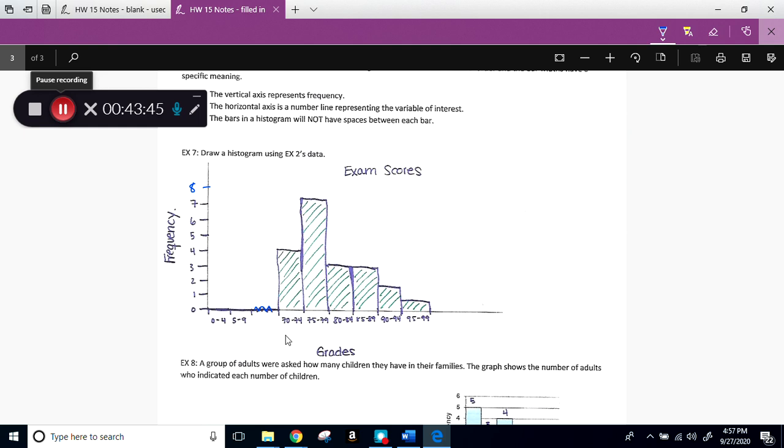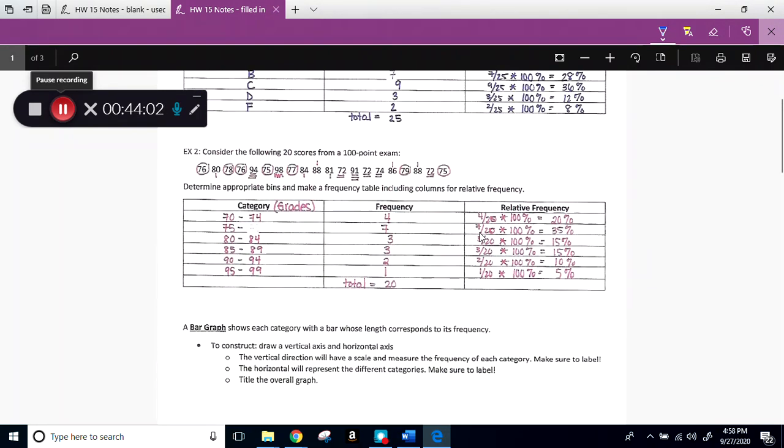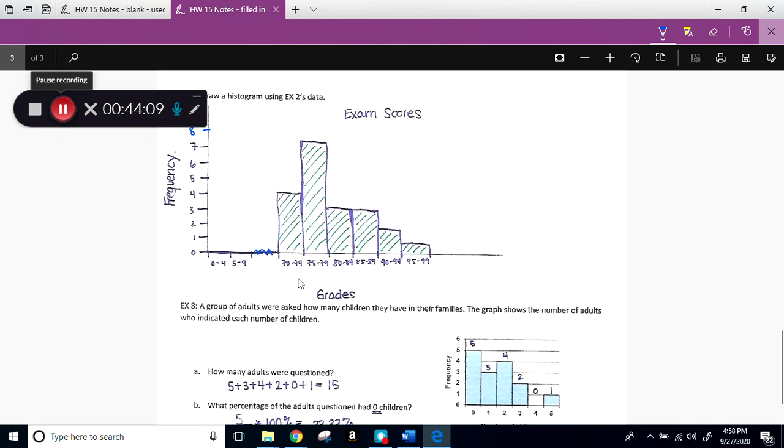Okay? And then you can pull up your 70 to 74, 75 through 79, 80 through 84. Those come straight from the categories, or from what we wrote in that example 2. The categories right here. Okay? So that comes from the categories on example 2.